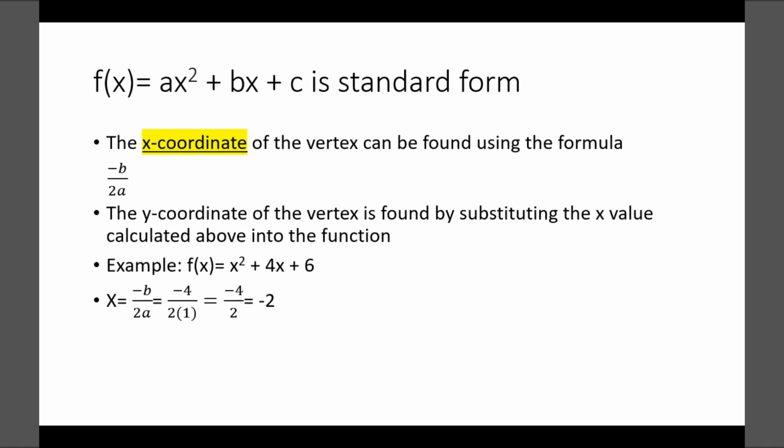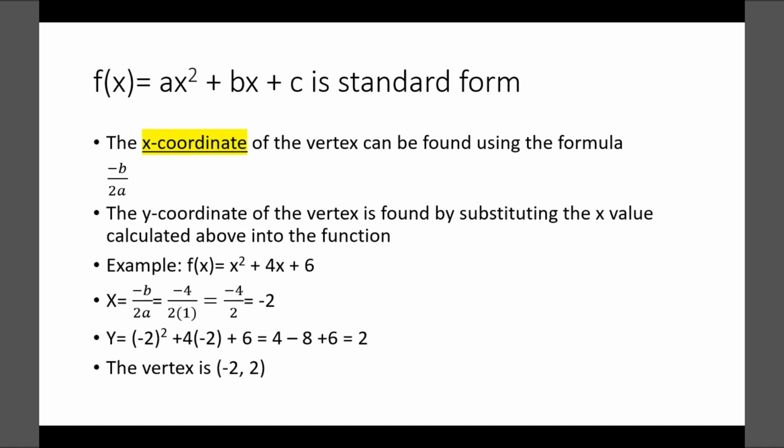I'm going to take that value and substitute it back into the original function wherever x was, and now I'm going to recalculate the value for y. So I have negative 2 squared plus 4 times negative 2 plus 6. All of that gives me a value of 2. So our vertex coordinate is negative 2, comma 2. Now we can graph that point and continue graphing the various points for that function.